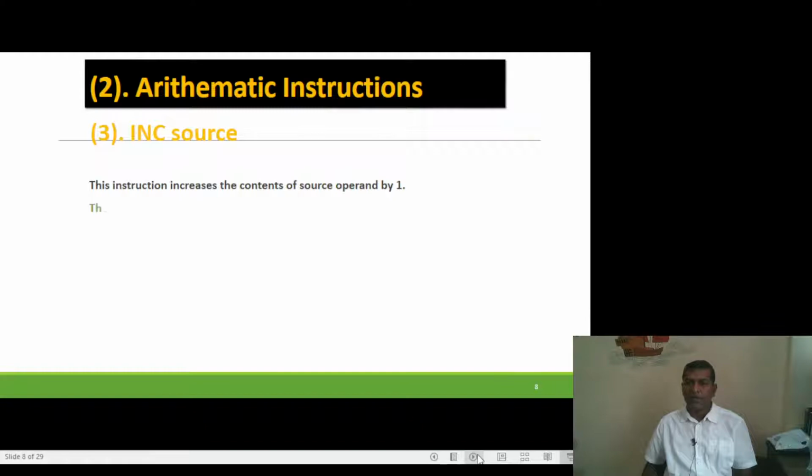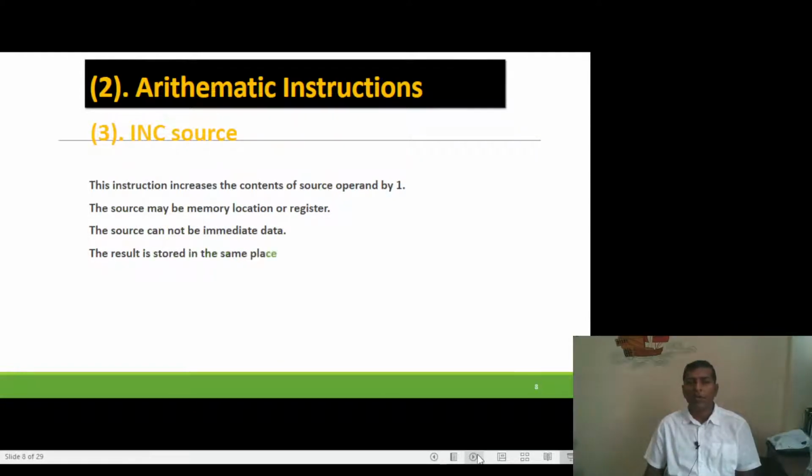Another arithmetic instruction is INC source. This is a general increment operation. With this, the contents of the register will be incremented by 1. This instruction increases the contents of the source operand by 1. The source may be a memory location or a register. The source cannot be immediate data. The result is stored in the same place.